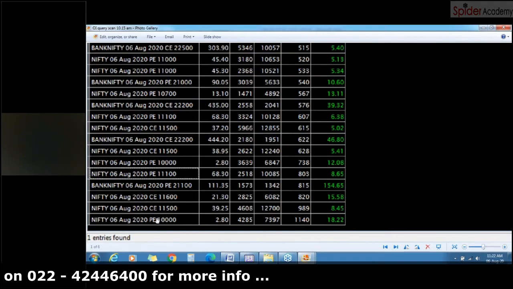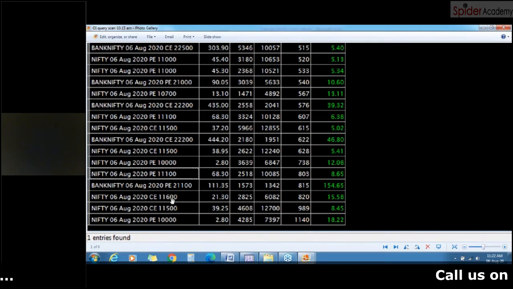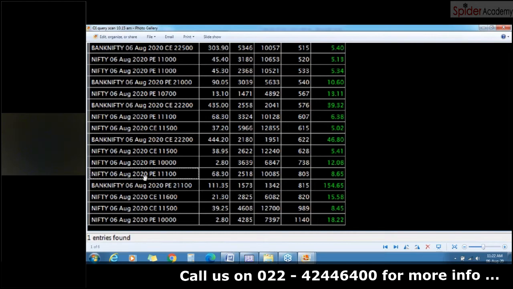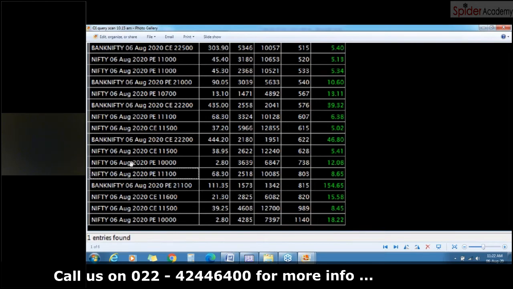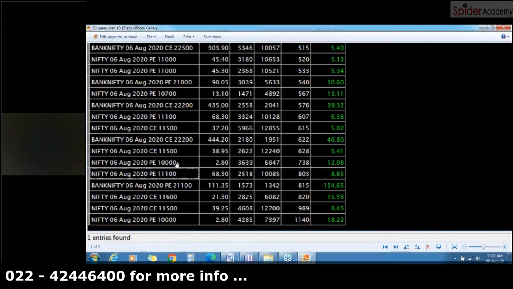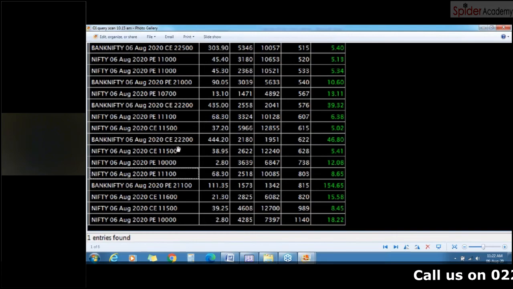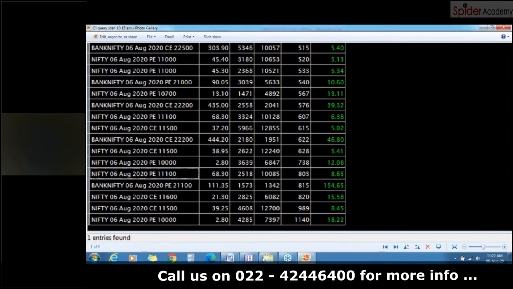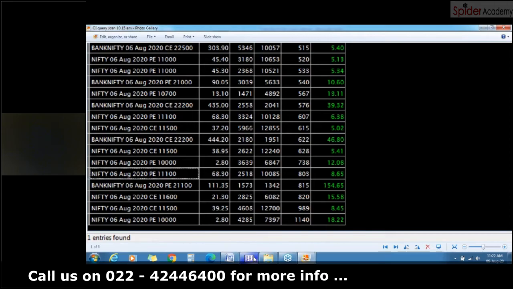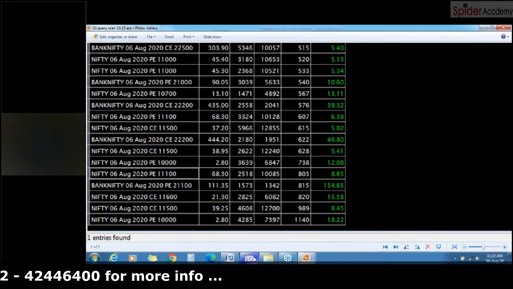Here we can see we have 10,000 put, 11,500 call, 11,600 call, then Bank Nifty 21,100 put, then Nifty 11,100 put, and 10,000 put, and the 11,500 call again. So we are focusing on these 7 strike prices. At that time, as I said, the prices moved up, so we can focus on put writing also.